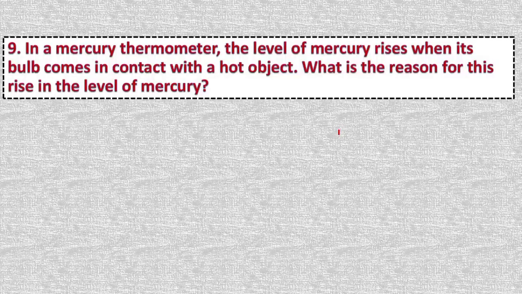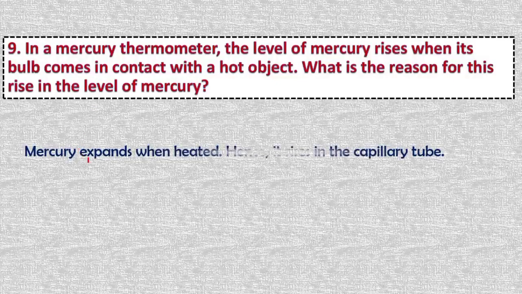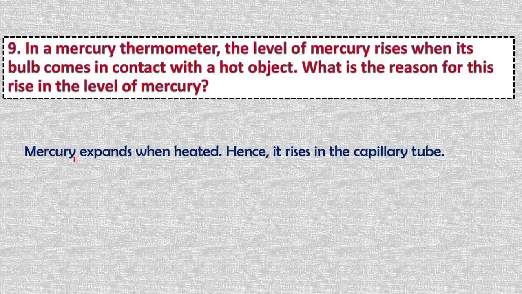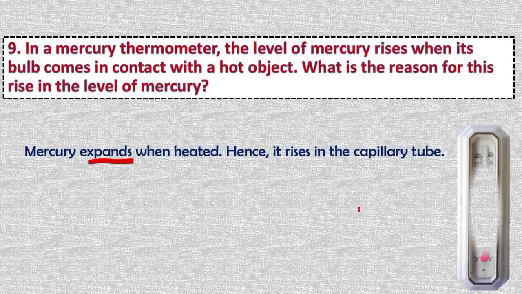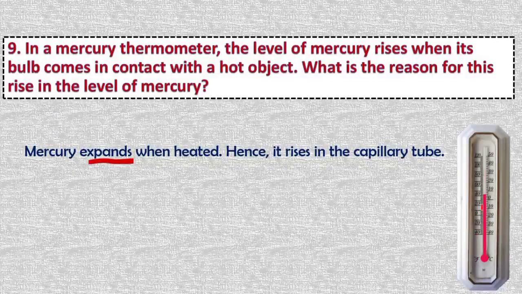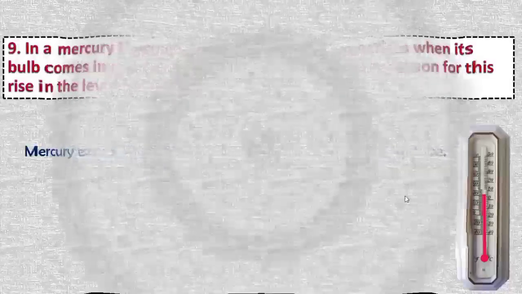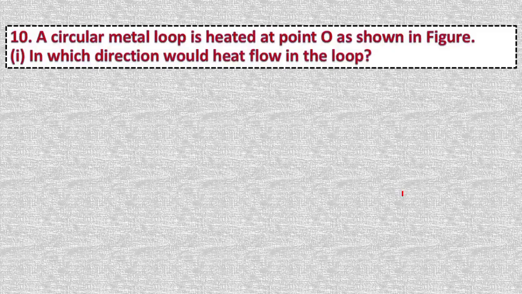In a mercury thermometer, the level of mercury rises when its bulb comes in contact with a hot object. What is the reason for this rising level of mercury? Because mercury expands when heated, hence it rises in the capillary tube. As soon as we touch the bulb, the mercury expands immediately. Therefore, this is the answer for this question. Mercury expands when heated.